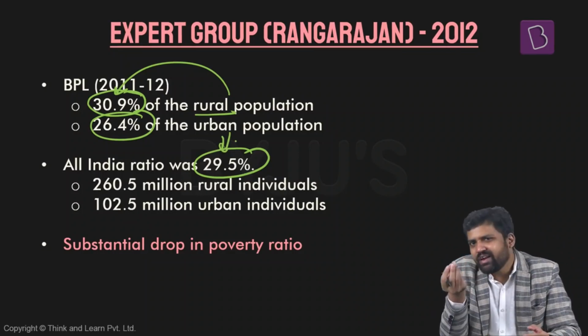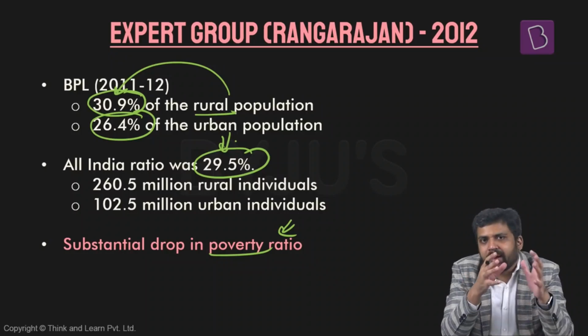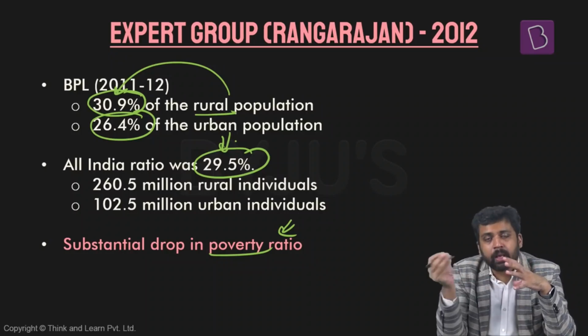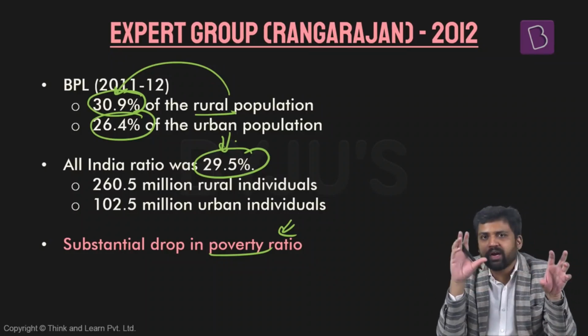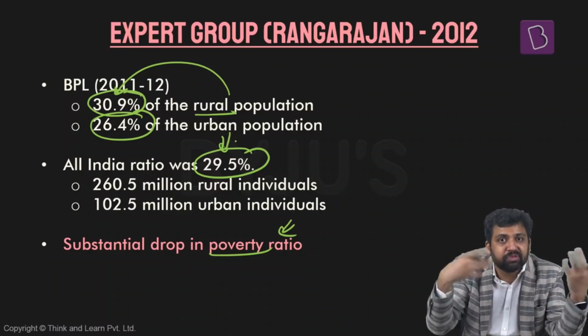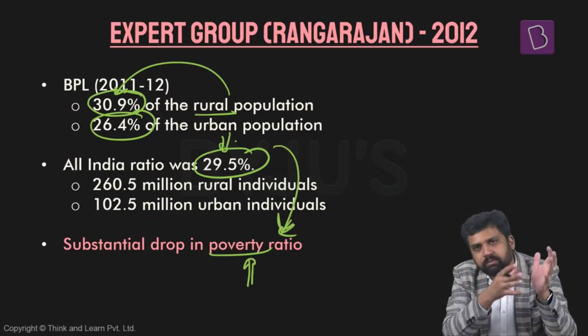It points to the fact that there has been a significant drop in poverty ratios over time. Keep in mind that our poverty estimates are becoming more representative of the actual situation over time. Right? If you look at the Rangarajan committee, again, the number of parameters that have been taken is changing. The reference period has also changed. Right? So 29.5% shows that we have reduced poverty rates massively.